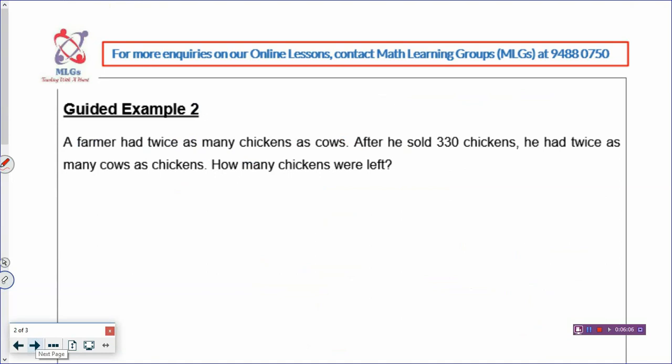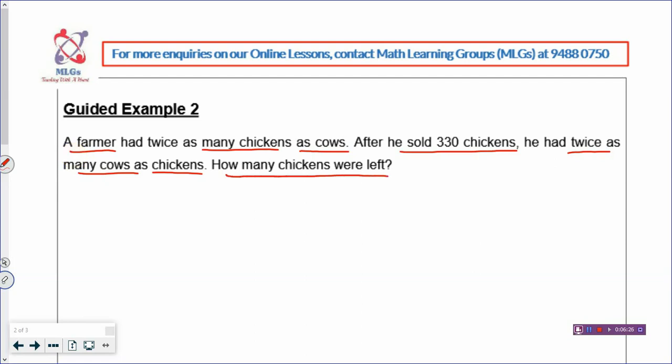Okay, a farmer had twice as many chickens as cows. That's the before. After he sold 330 chickens, that is the change. He had twice as many cows as chickens. That is the after. So did he sell any cows? He did not sell any cows. So the cows is unchanged, right? So how many chickens were there?